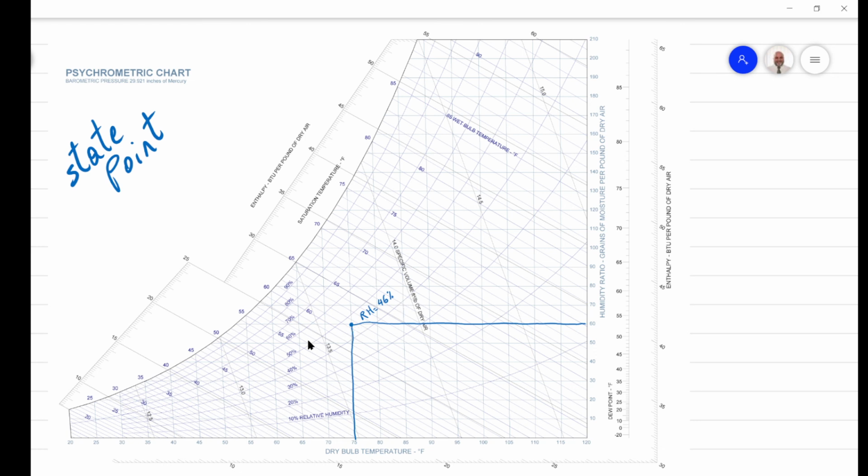This is how you're going to use the psychrometric chart, and I'm going to go further and explain how it is built.